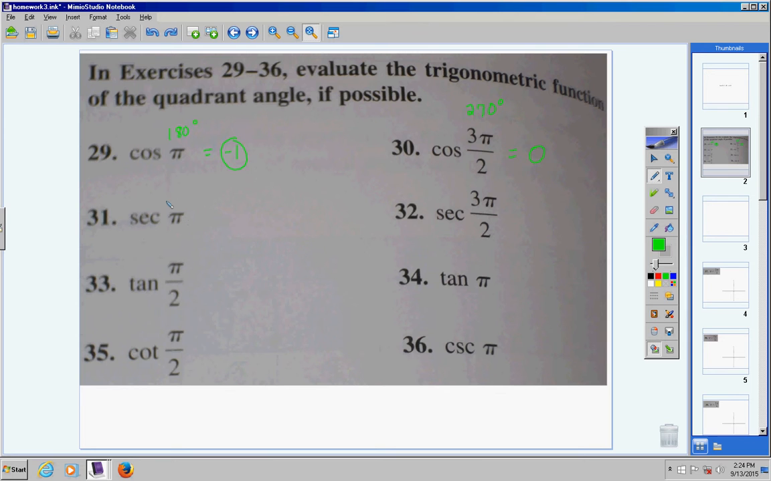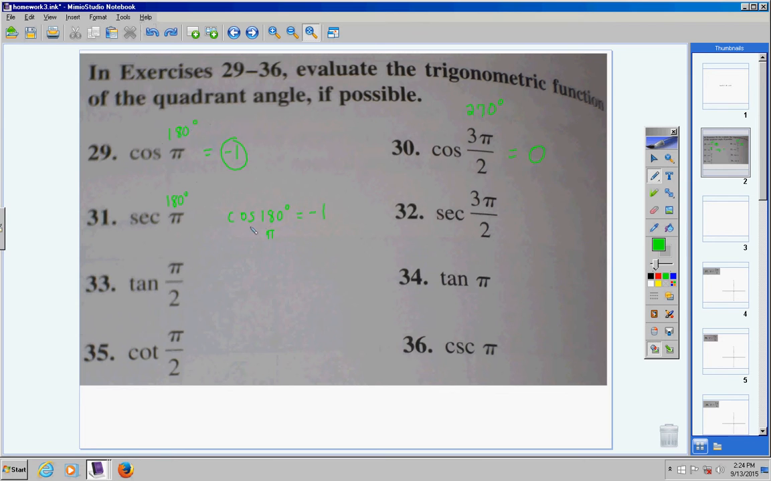Alright, moving on to number 31. Secant of pi. Well, pi is 180 degrees, and we do not have a secant button on our calculator. However, the inverse of secant is cosine, so I'm going to find the cosine of 180 degrees, or the cosine of pi. So the cosine of 180 is negative 1.